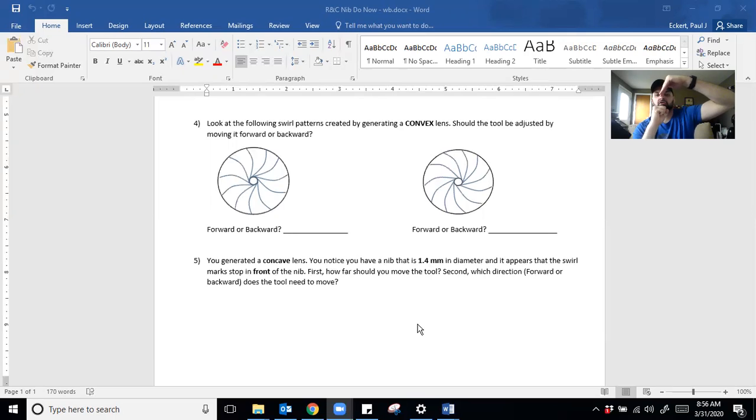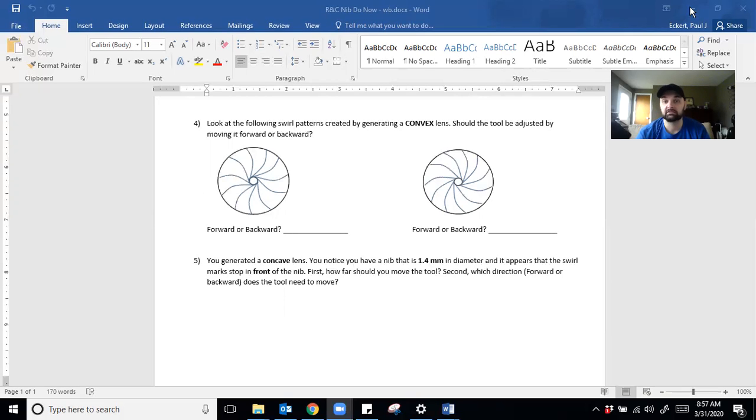Remember, this is the back edge of the tool, wants to be over the center of the lens, right? So if my swirl marks are in front of the nib, so let's say the nib's in the middle and my swirl marks are in front, that means my tool is too far forward. I have to move it back to cut it in half, okay? Convex is opposite. So that's the first part of this assignment.